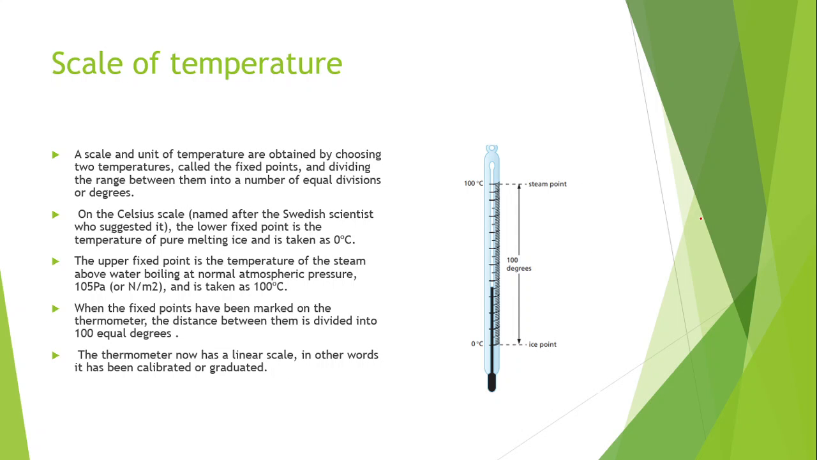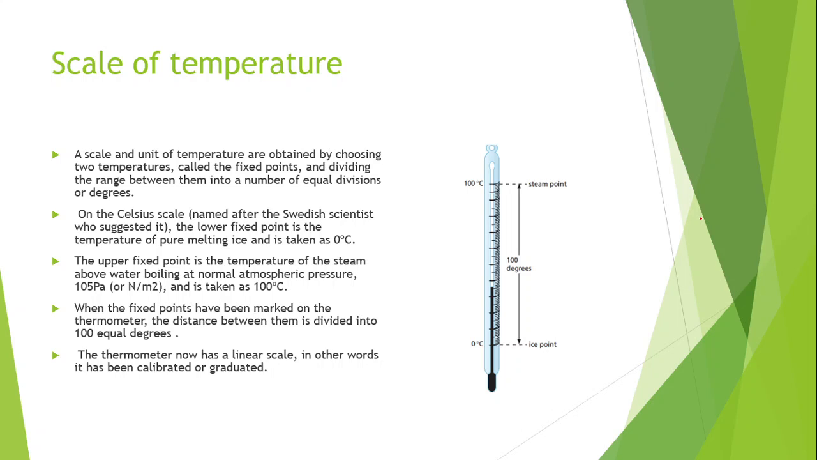Okay, now how is a scale of temperature really defined? We've talked about the freezing and boiling temperatures of different mediums that can be used inside the bulb of thermometers. That's a really important point that is considered when building a thermometer or deciding the scale of temperature it will measure. A scale and unit of temperature are obtained by choosing two temperatures, called fixed points, and then dividing the range between them into an equal number of divisions, or degrees, as we call them.